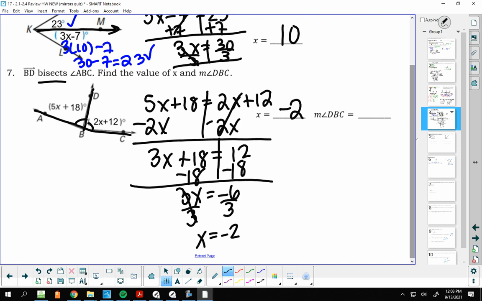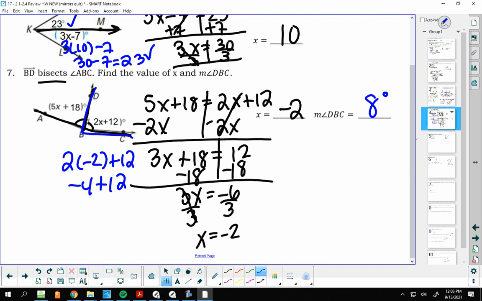But we're not done. They also want me to find the measure of angle DBC. So we're going to take negative 2 and plug it in. So here's angle DBC: 2 times negative 2 plus 12. So I'm plugging it in for x. That's negative 4 plus 12, which is 12 minus 4, which is 8.